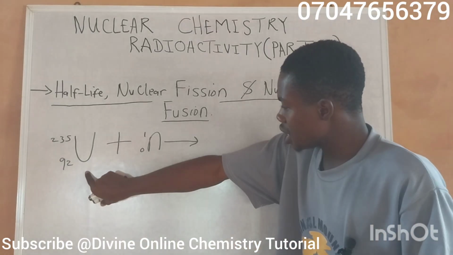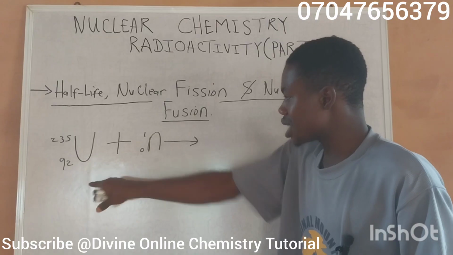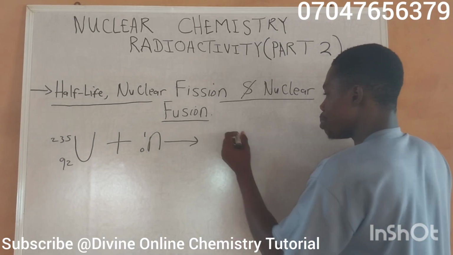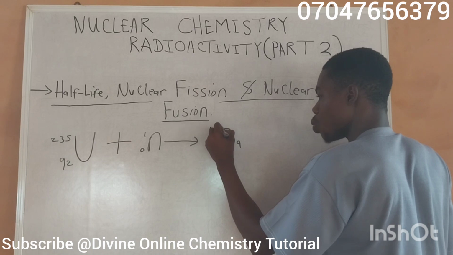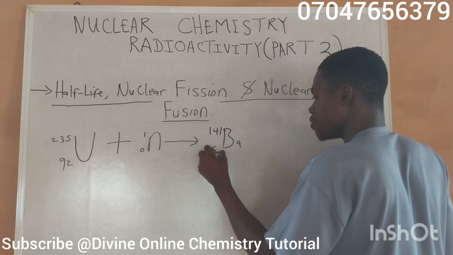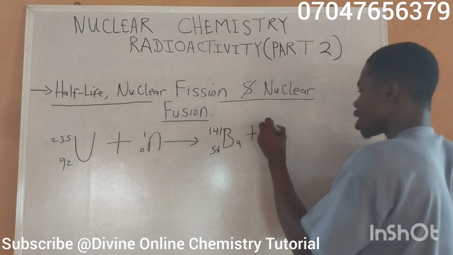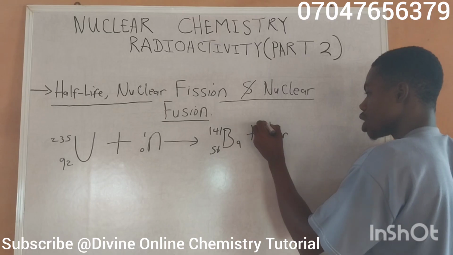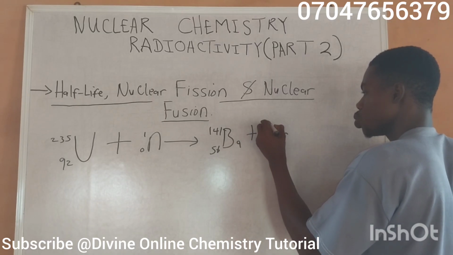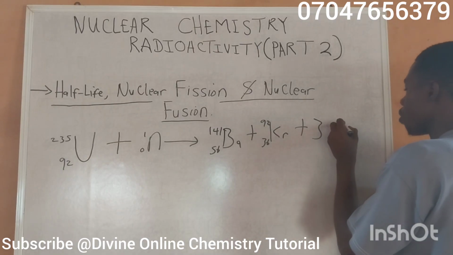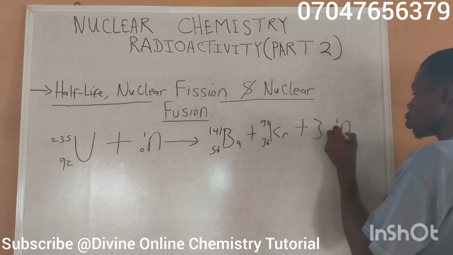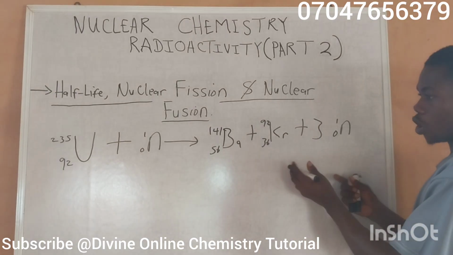Now if this heavy nucleus splits, the products formed will be barium 141, 56, plus krypton 92, 36, plus 3 moles of neutron, 1, 0. So this will be the product that will be formed.